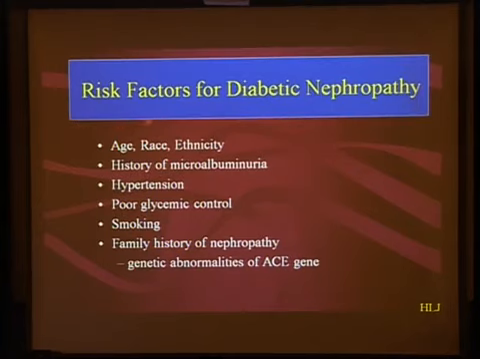These are the risk factors for diabetic nephropathy: age, race, history of microalbuminuria, hypertension, poor glycemic control, smoking, and family history of nephropathy. Family history of nephropathy is very important, because sometimes you find some diabetic patients with poorly controlled diabetes who don't develop nephropathy. And sometimes you'll find a patient with strict control of diabetes who develops nephropathy. This is the role of family history of nephropathy, which is very important.